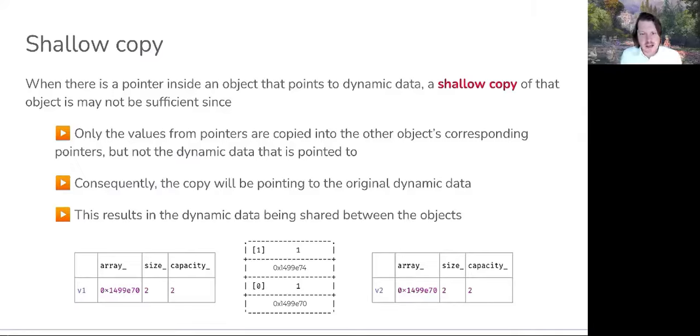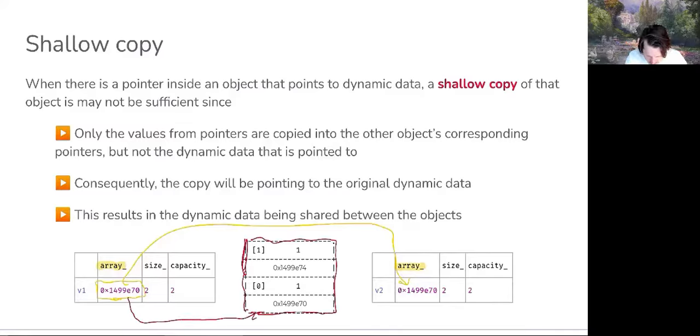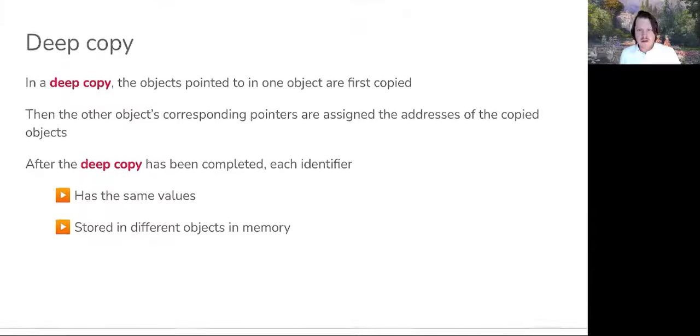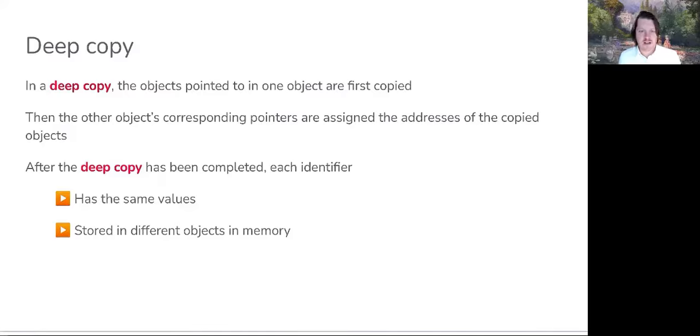This is the consequence of simply copying the address over into the corresponding field. Again, we're looking right here at the array, and we're saying, okay, I copied this address into the corresponding field in v2. This, as we pointed out in the previous slide, is going to result in the dynamic data being shared between the two objects. And again, this dynamically allocated array is now being pointed to by v1's array and v2's array. And again, this probably isn't desired behavior. So how can a deep copy help us resolve this?